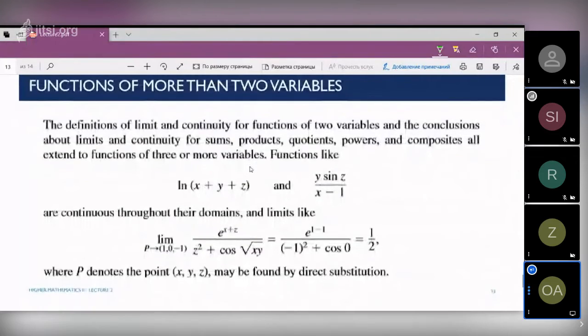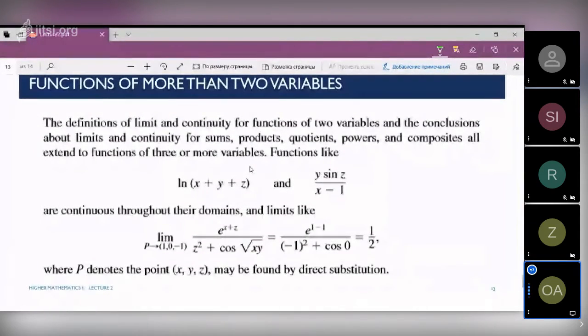Functions of more than 2 variables. Functions of 3 variables, 4 variables, and more. The definitions of limits and continuity for functions of 2 variables, including the limits and continuity of sums, products, quotients, or composites, all extend to functions of 3 or more variables. For example, x plus y plus z, or y sine z over x minus y, are continuous throughout their domains. And the limits like this, (x, y, z) tends to (1, 0, negative 1).